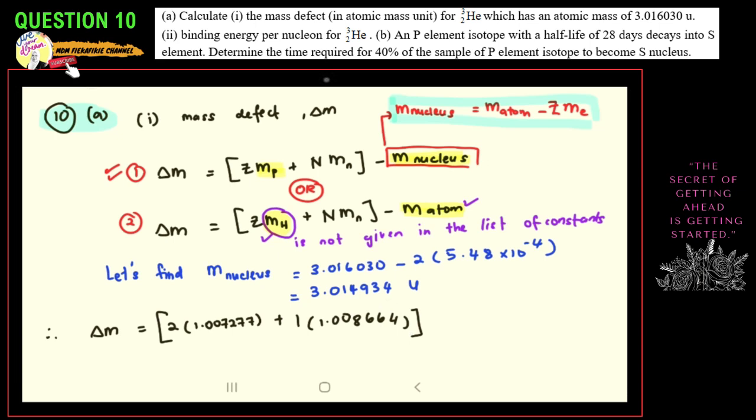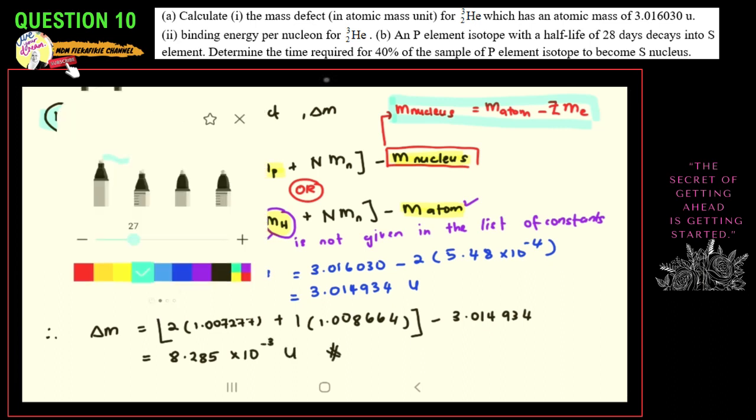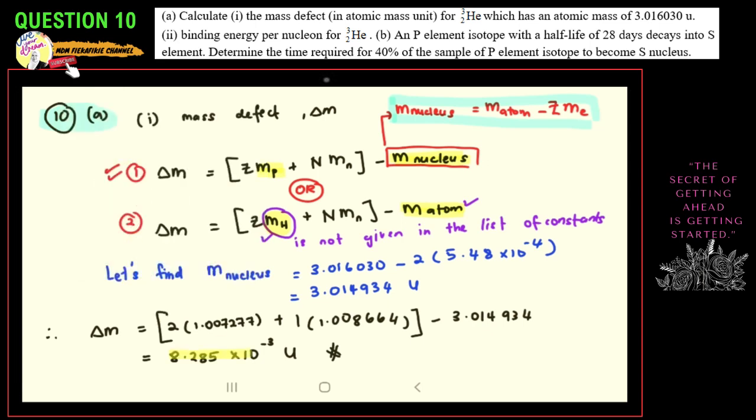Okay, dekat depan dekat list of constant tu, minus, this one is the mass of nucleus we have calculated just now, which is 3.014934 U. Therefore, delta M is equal to 8.285 times 10 power of negative 3 U. Okay, so dia tak nak dalam kg kan? Dia nak dalam unit U.